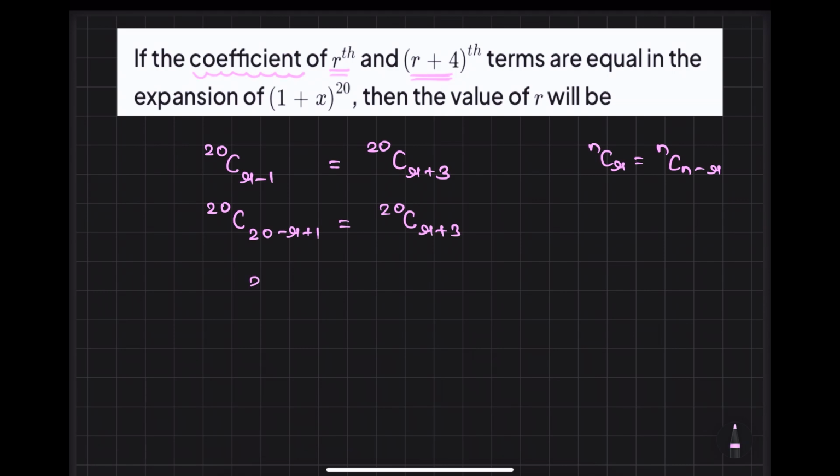Okay, so it is 21 minus r equals r plus 3. So this r this side, it will become 2r. This 3 that side, it will become 18. So the value of r we got is 9. Okay, so the required value of r is 9. I hope the idea is clear.